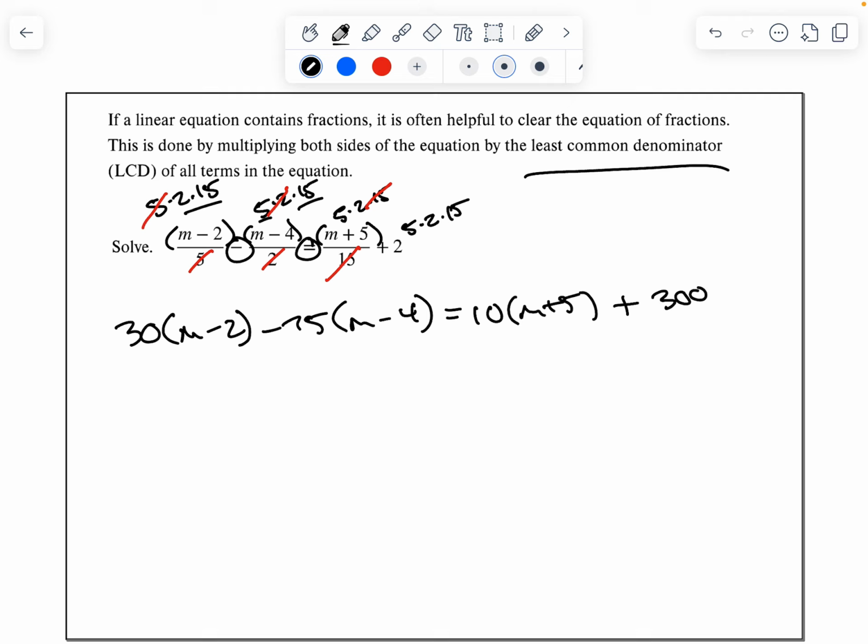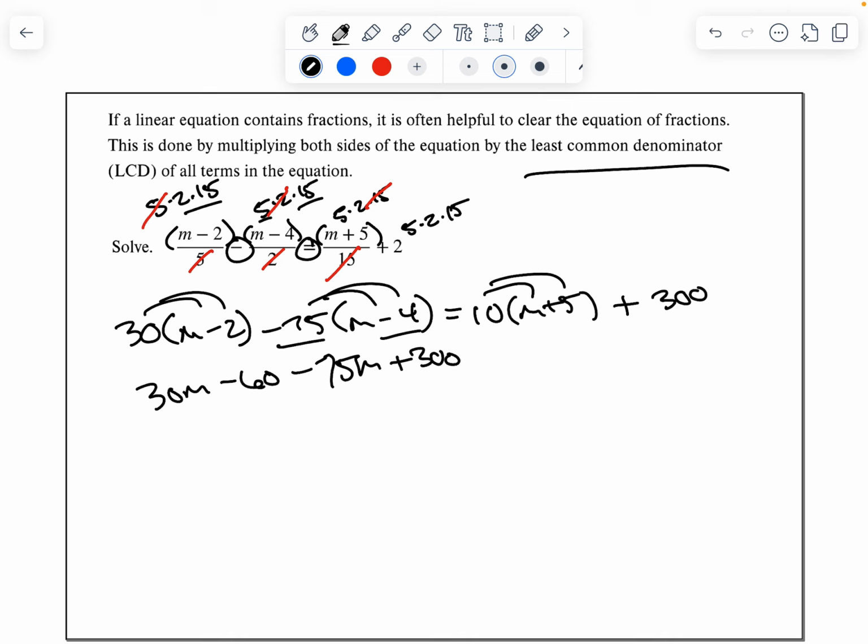All right, now, once we've done that, that's just one step that we've done, right? We got rid of the fractions, but now it's just a regular equation, just like we just did, right? That looks just like the last two that we did. We're going to follow the same steps now. Distribute, then combine like terms, then use the addition property of equality, then multiplication property of equality. When you distribute 30m minus 60, that's a minus 75m plus 300. I'm multiplying negative 75 times negative 4 to get that positive 300 equals 10m plus 50 plus 300.